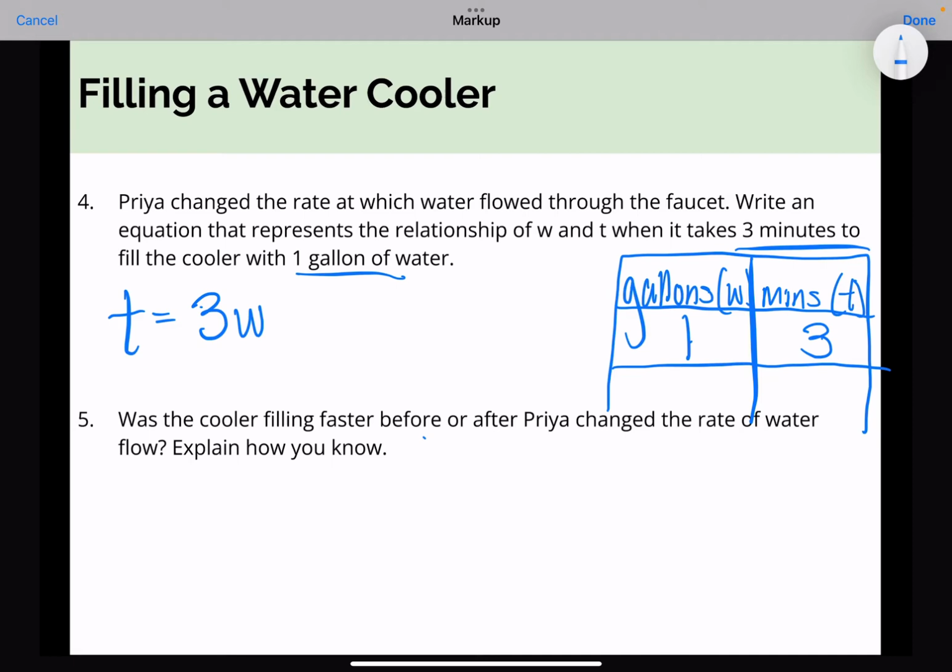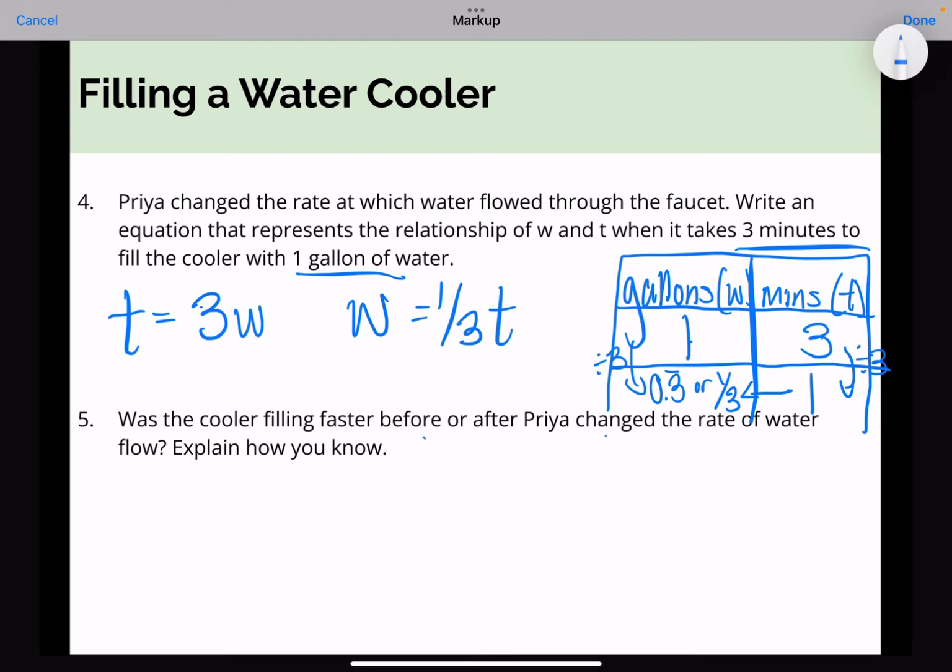Another way we can look at it is if we take our minutes down to 1. To do that, we would need to divide by 3 on both sides. 1 divided by 3 is 0.3 repeating, or 1/3. So from minutes to gallons, we take our minutes T and multiply it by 1/3. This is equal to our gallons W. You could have either of these equations, and they are both correct to represent this relationship.